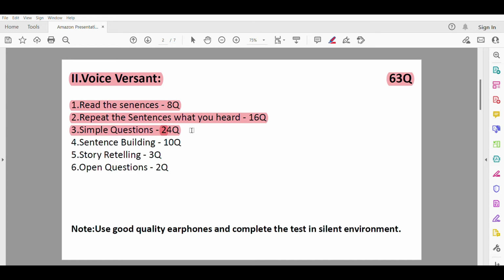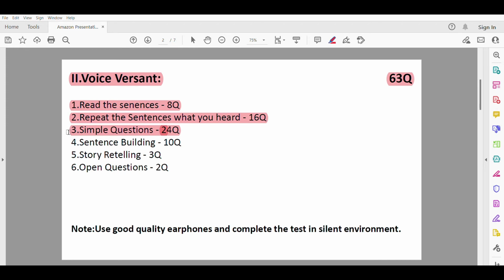Let us take another example. What do you drink when you're thirsty? They ask, like, water or coffee. So we have to answer water. These are very simple questions. They will give two options, and we have to choose the correct option. This is the third round.